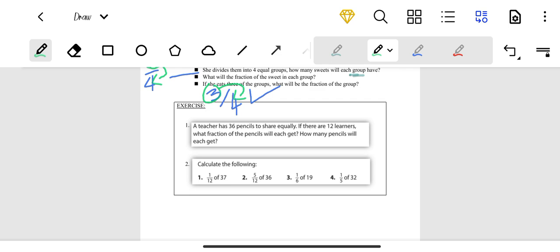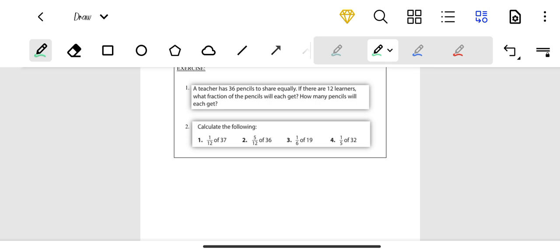Jumping to an exercise down below here, it says a teacher has 36 pencils to share equally. If there are 12 learners, what fraction of the pencils will each get? And how many pencils will each get? Okay, so firstly, let's deal with how many pencils will each get.